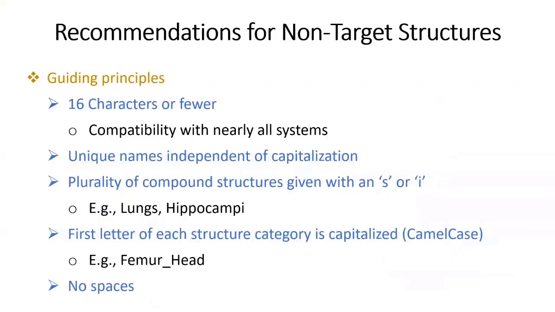Recommendations for non-target structures. Now we go deeper in the protocol. This was just a brief history. We started from the beginning, what they are, the multi-institution participation, the DICOM format, SNOMED, FMA ID. Now what they recommend for non-target structures, which is anything besides GTV, CTV, and so on.